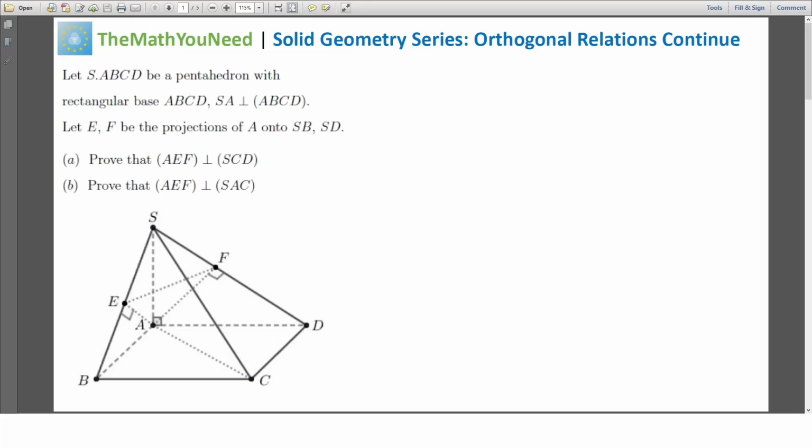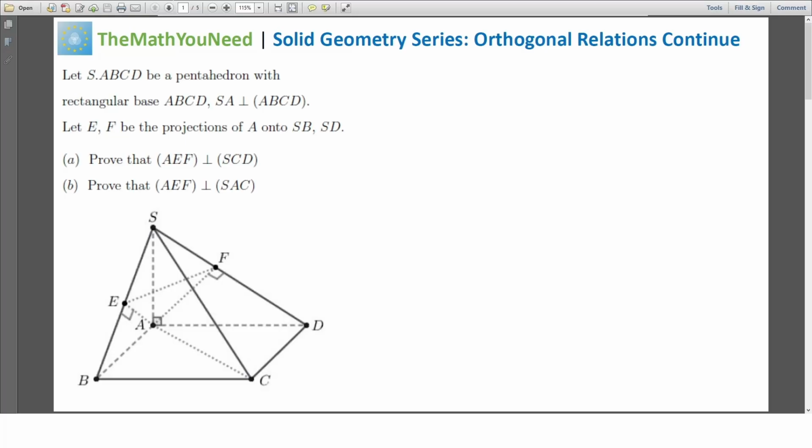A, prove that plane AEF is perpendicular to plane SCD. And B, prove that plane AEF is perpendicular to plane SAC. Feel free to pause the video if you would like to give it a try. Otherwise, continue watching for the solution.